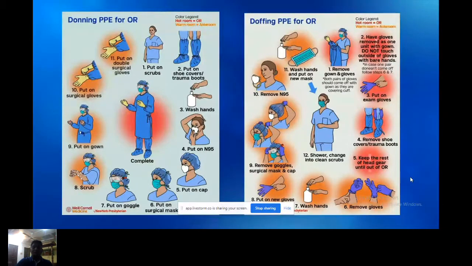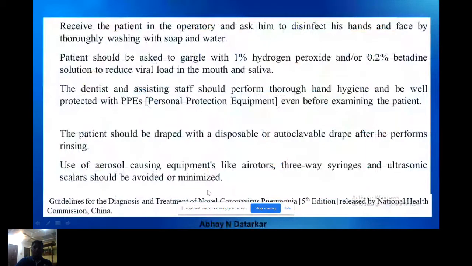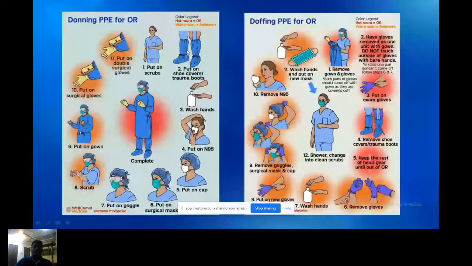You can see on my screen when you start donning and doffing, it will take more time. You can just Google, there are multiple videos available on YouTube and social media on how to do the donning and doffing of the PPE kit. The very simple sequence is: once you are ready, wear the shoe covers, then do the hand wash, then use your N95 mask, wear your cap, then put another mask, a surgical mask, over your N95. The recommendation is to use the N95 first and another surgical mask on top of that.